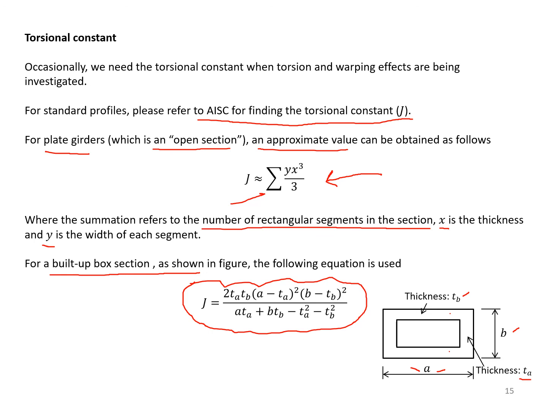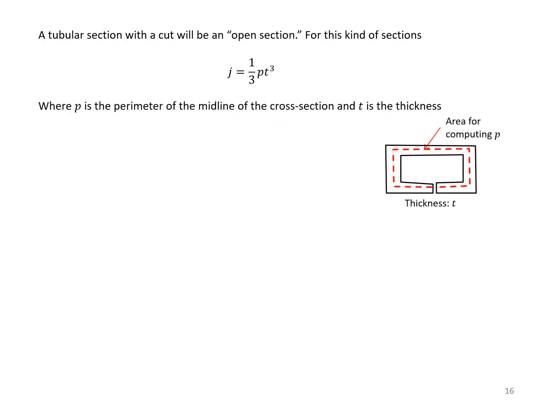Now, occasionally, you may have a section that is cut, has a slit in it. It looks like a closed section, but it has a cut. In that case, it is not a closed section anymore, and you can find J from this equation. 1 over 3 little p times T to the 3. T is the thickness of this thing, and little p is the perimeter of this area which is shown in red. So that goes through the midsection. You draw this line through the midsection, and then find the perimeter of this area, put it in this equation, and you get J.